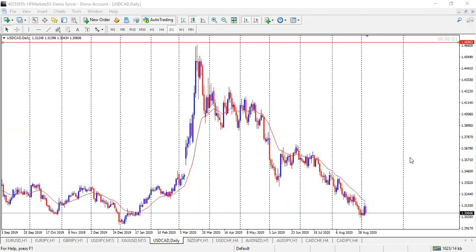So what is a key level? And then I make bold to say that key level is the most important thing in the market.